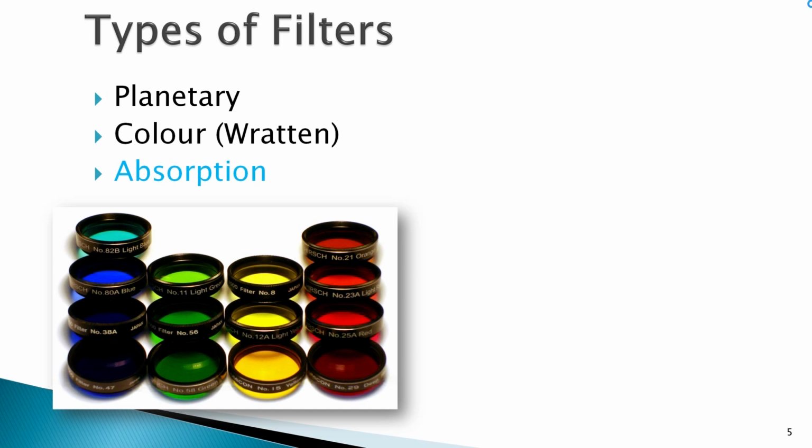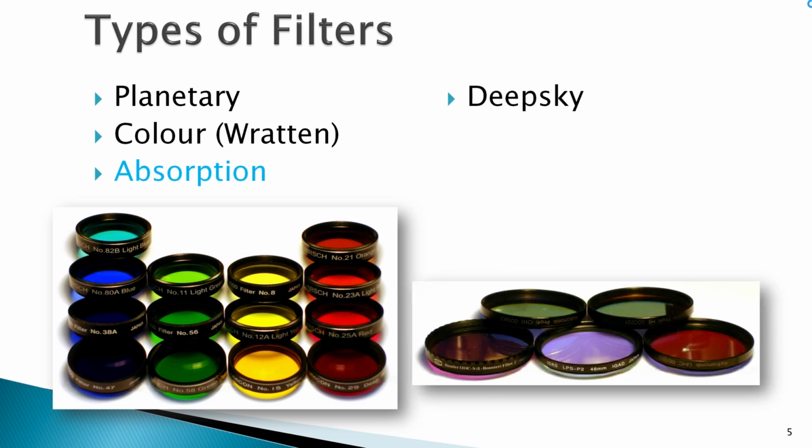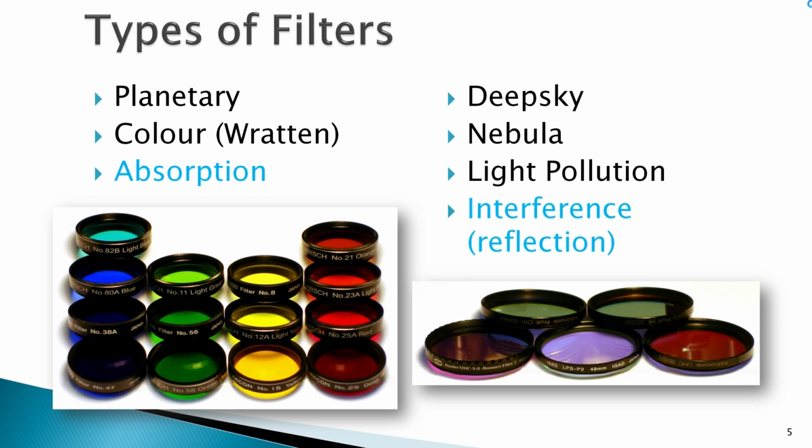The other type of filter goes by several names, including deep sky, nebula, or light pollution. Regardless of the name, these are all interference type filters. They block light by reflecting it. I will explain more what I mean in a moment, but first let's take some time to talk about special filters.